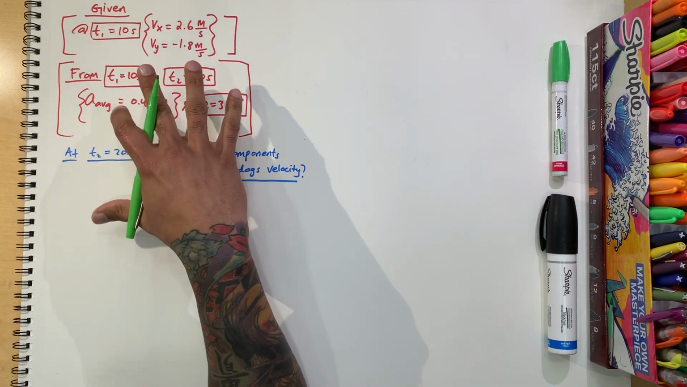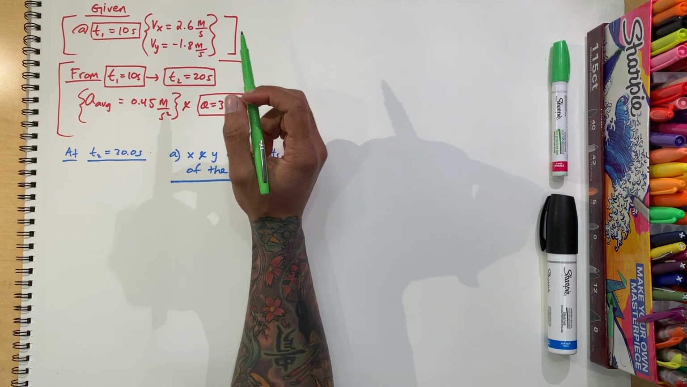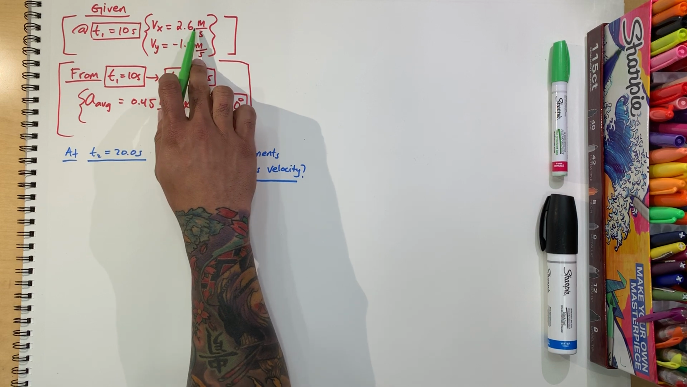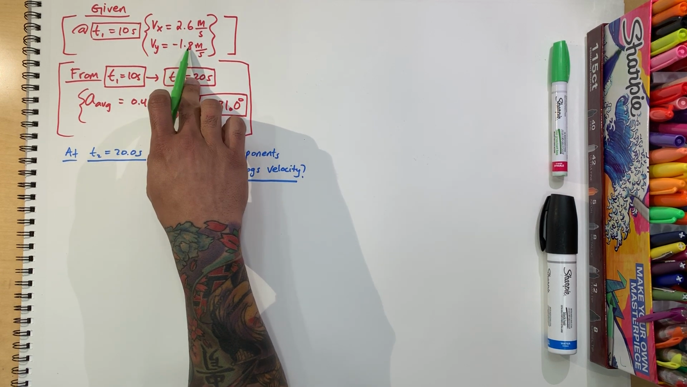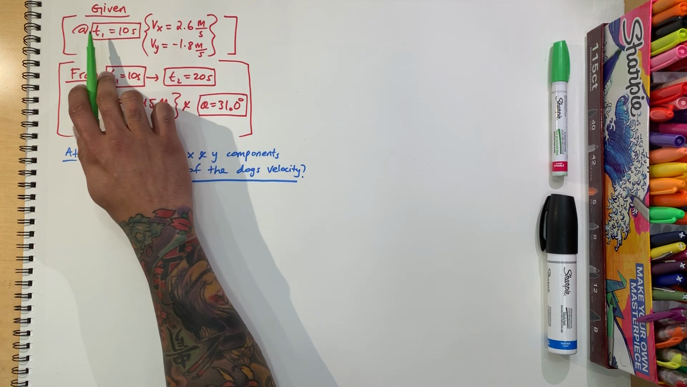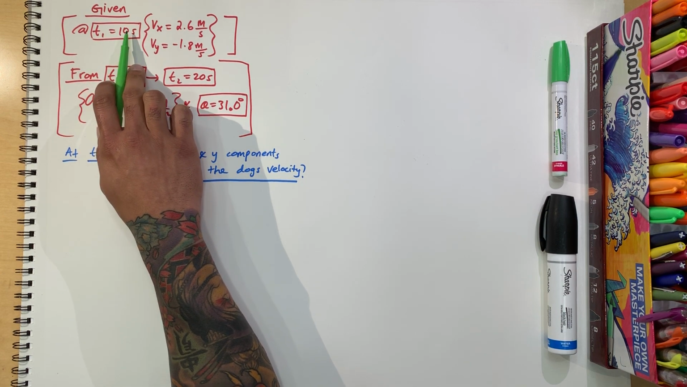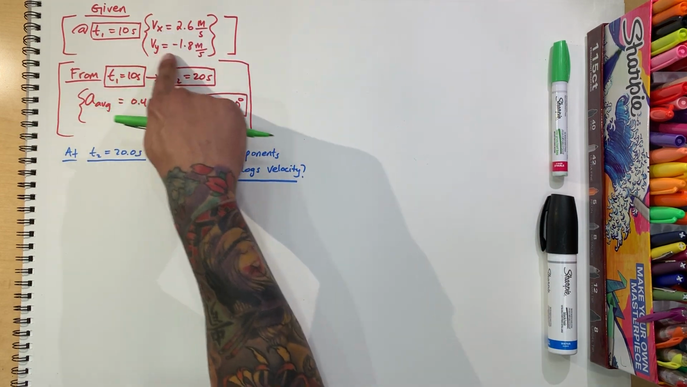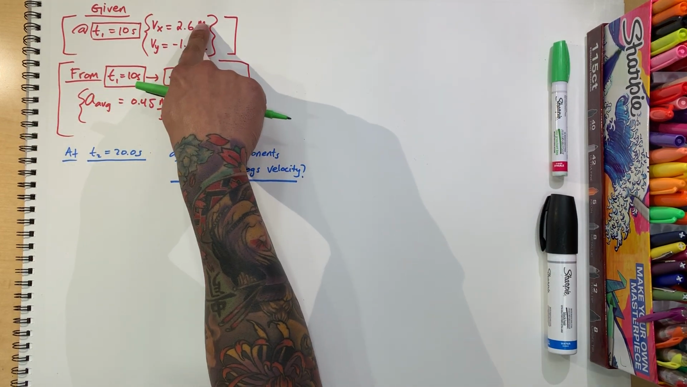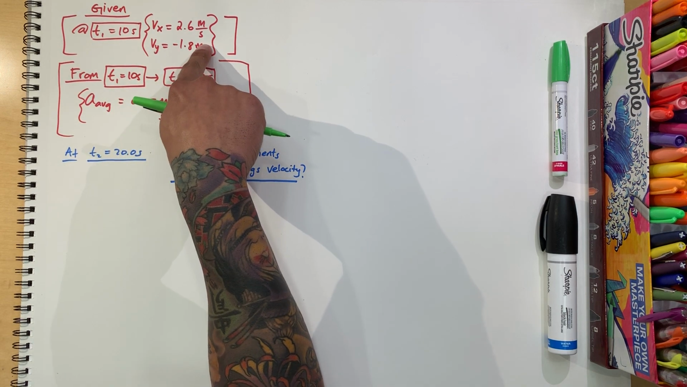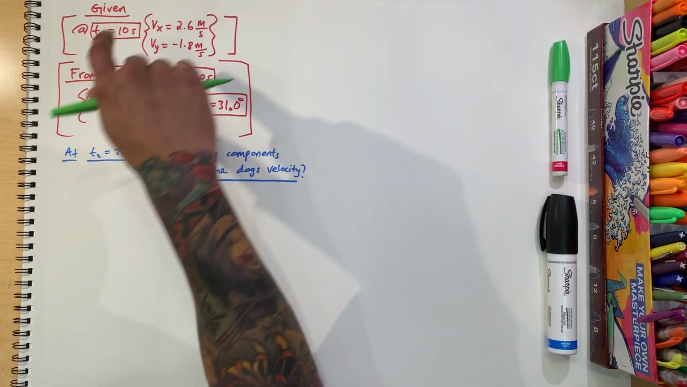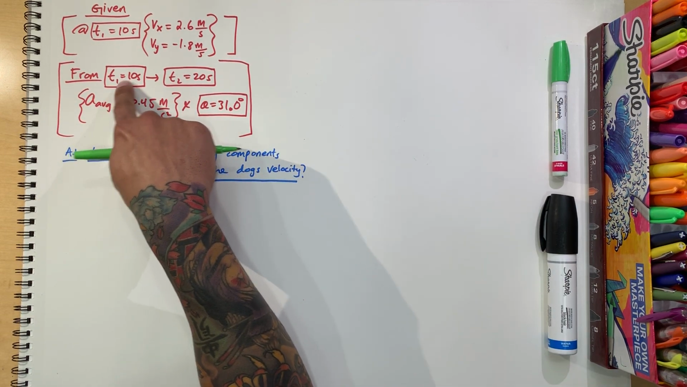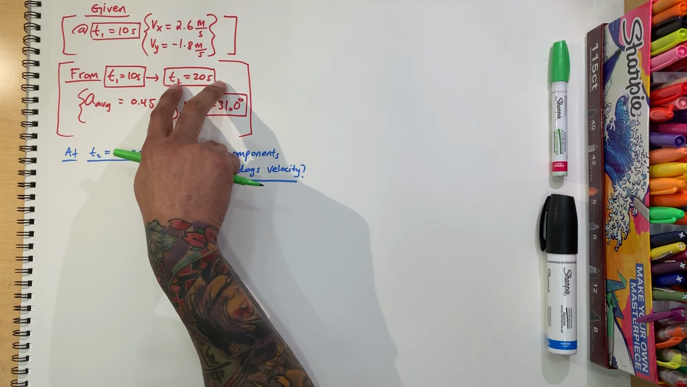We have a dog running in an open field, with components Vx equals 2.6 meters per second and Vy equals negative 1.8 meters per second at time T1 equals 10 seconds. So 10 seconds has already passed, and now we're measuring the speed of the dog. In the x he's traveling that fast, and in the y he's traveling this fast. That's the first piece of information.